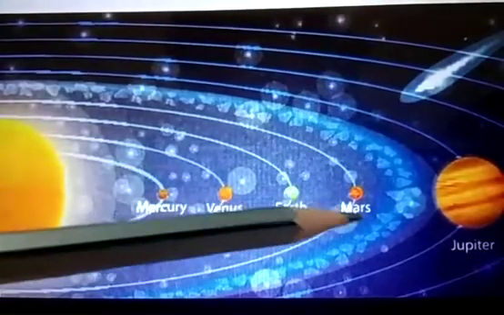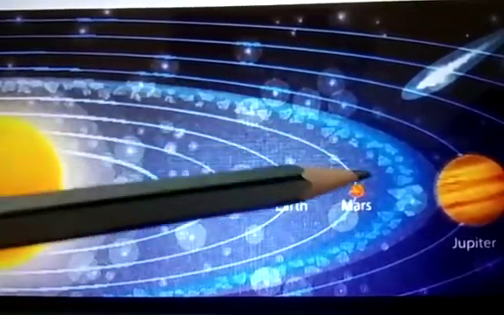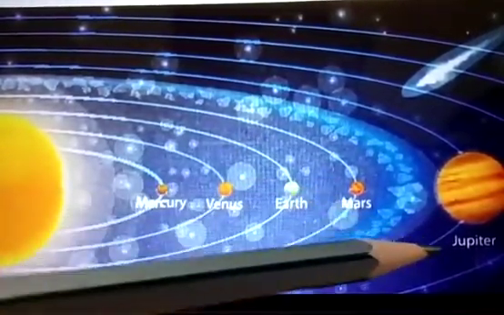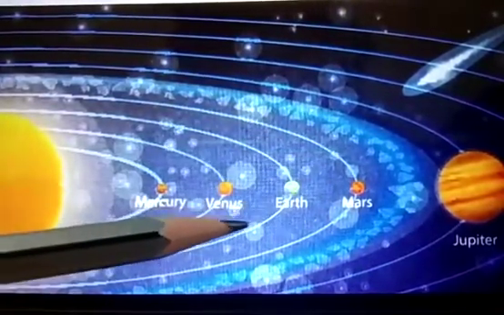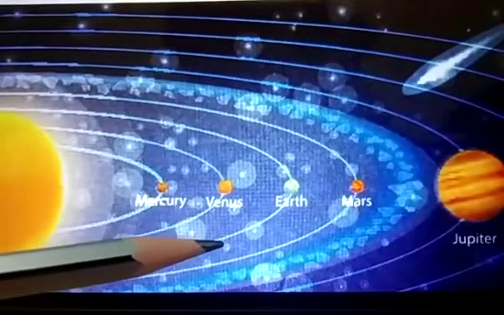Yes, you can see here, this is the asteroid belt that is between Mars and Jupiter. Okay, this is the asteroid belt and these are nothing but rocky objects.